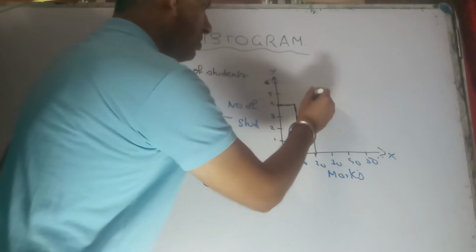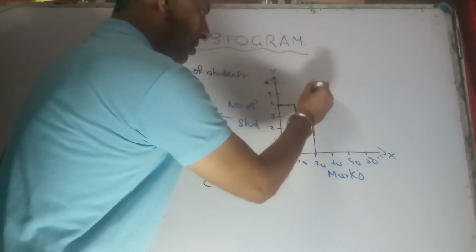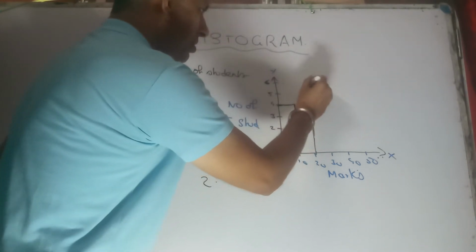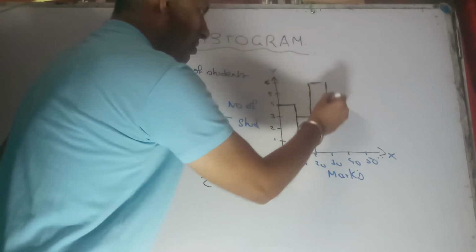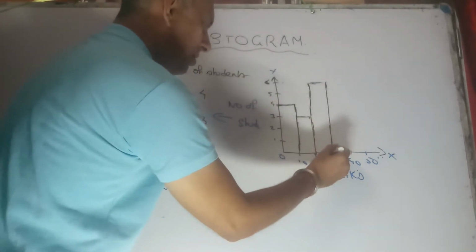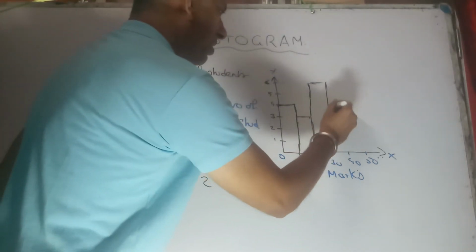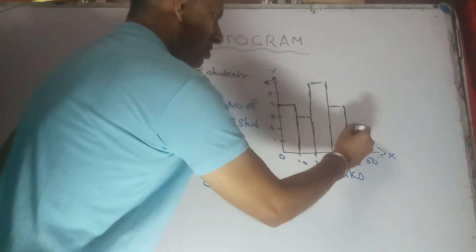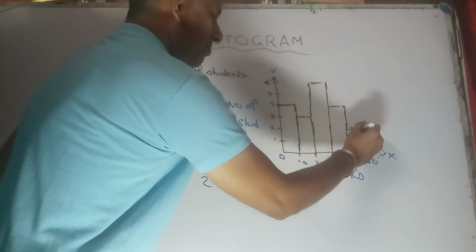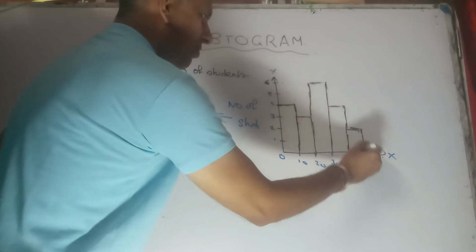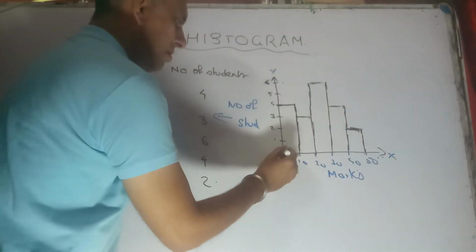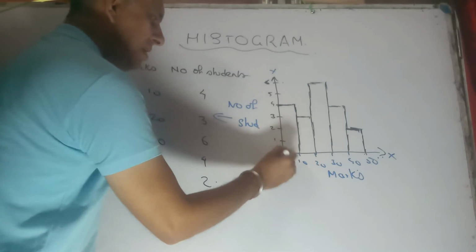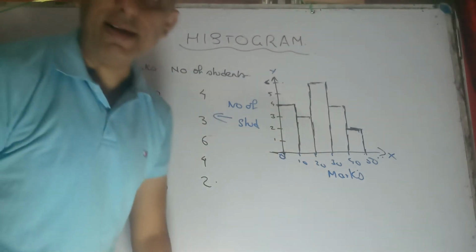Next one is 6. The tallest skyscraper, followed by 4 and 2 respectively. So this is your presentation, students, of the histogram. I hope it's quite clear, right?